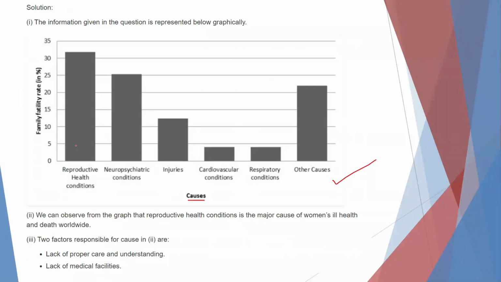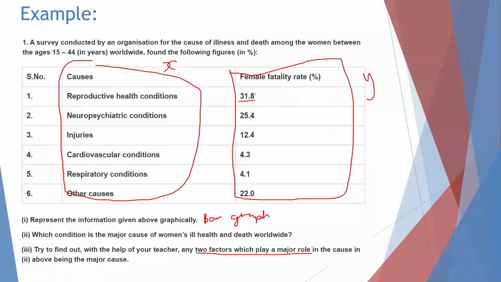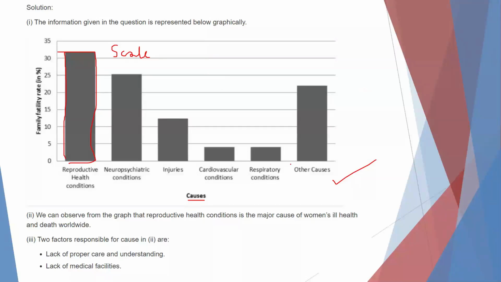Once you're done with that, we just have to draw the bar graph. The first one is reproductive health conditions, which is 31.8. So it is somewhere over here, as you can see. You just do that, and then you draw a straight line from here to here. Make sure you use a scale or a ruler, very important. Similarly, we continue to fill the remaining causes with the data given here, so 25.4, 12.4, 4.3, and so on until we finish the whole graph.